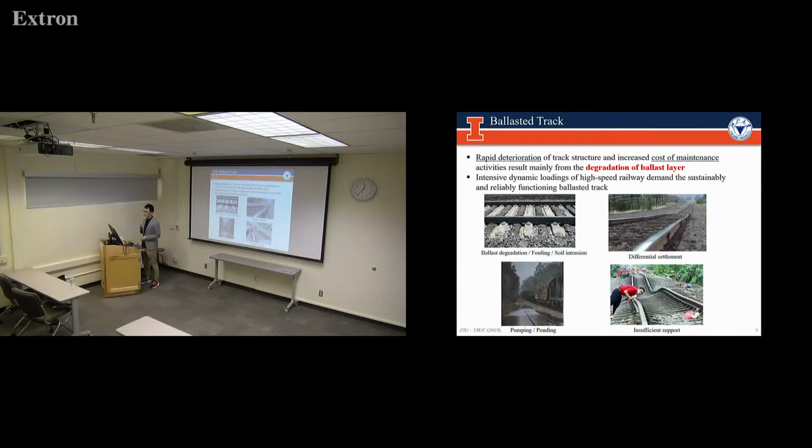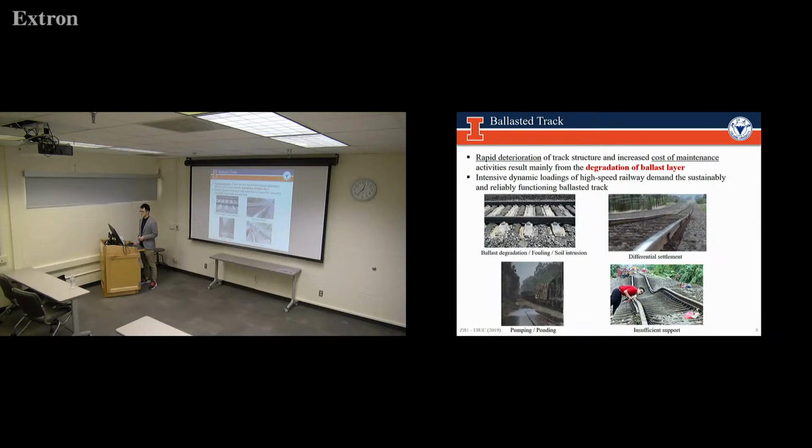When we're talking about the ballasted track, there is a rapid deterioration of track structure and increased cost of maintenance activities, mainly resulting from the degradation of the ballast layer. So below are the 4 common problems we will encounter with the ballasted track. The first one is ballast degradation, and then we can also have differential settlement, as well as pumping or insufficient support as the last one.